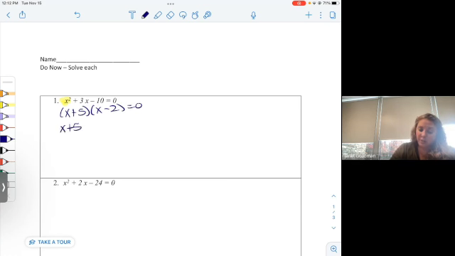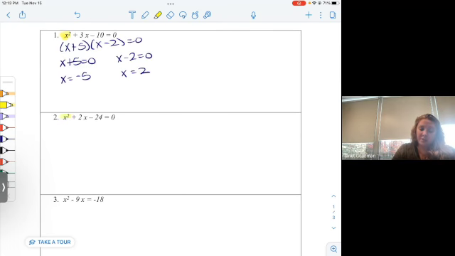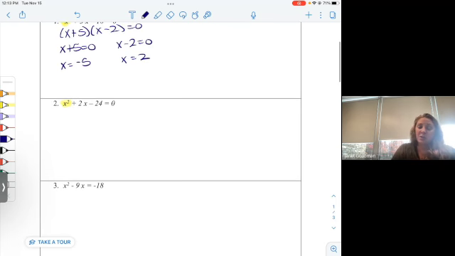So either x plus 5 equals 0 or x minus 2 equals 0. X is a -5 or x is a +2. All right, good review. Same thing in number 2. I notice my lead coefficient is 1. So I'm looking for two numbers that multiply to -24 but add up to +2x. So in this case, that's a +6 and a -4.